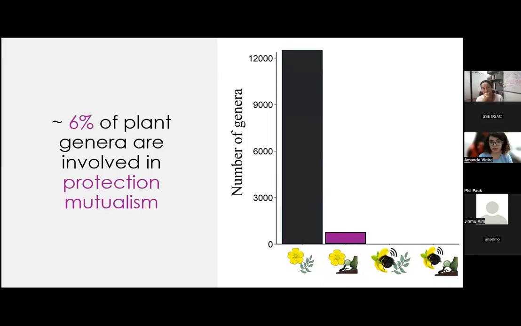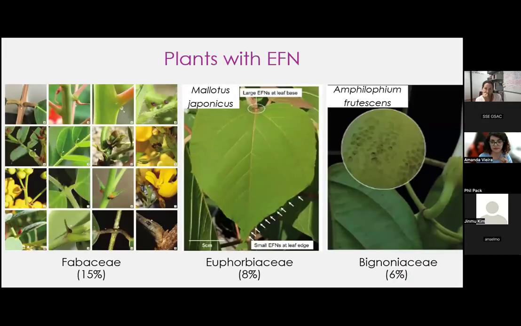Only 6% of plant genera are involved in protection mutualisms with ants, but not buzz pollination. Most of them are Fabaceae, 15% of the data, Euphorbiaceae, and Bignoniaceae.